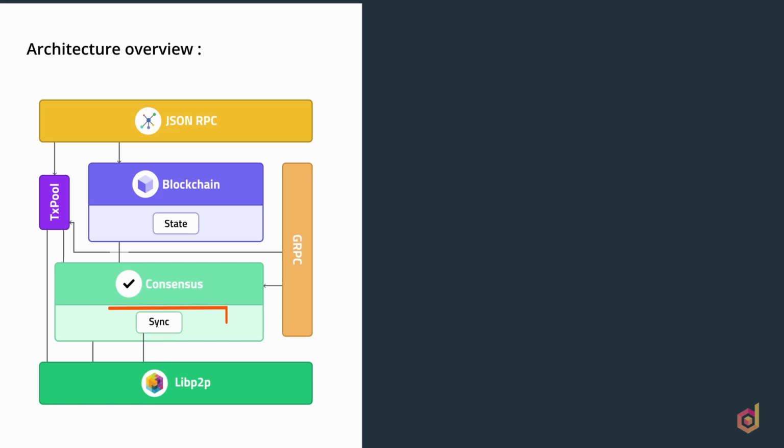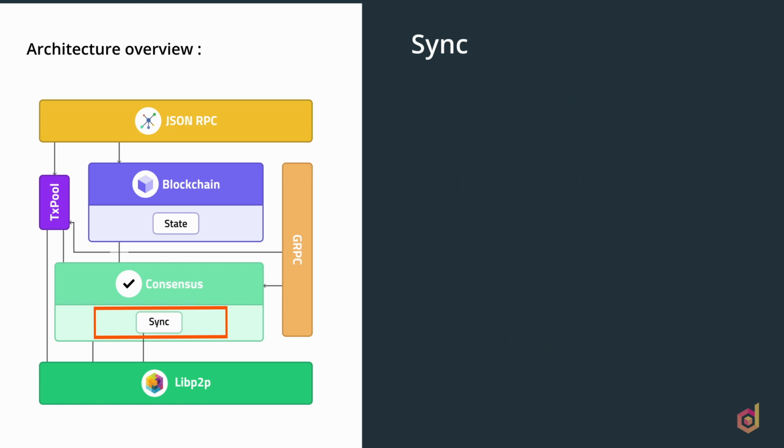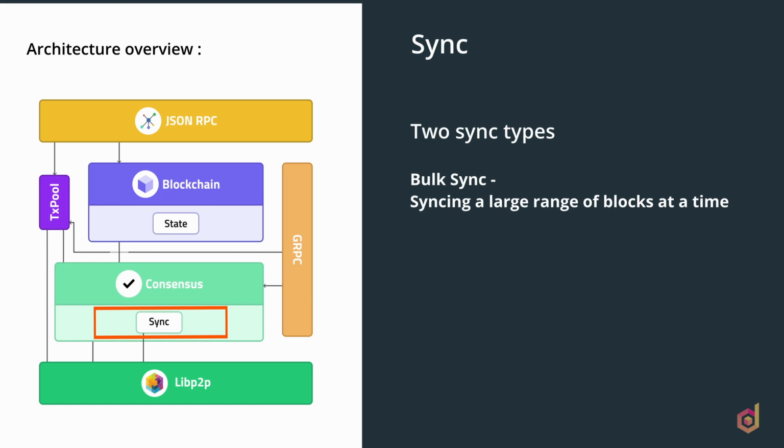Now the next module is the sync module. This module contains the logic for the synchronization protocol. It is used for syncing a new node with the running network, or validating and inserting new blocks for the nodes which do not participate in the consensus. We have already discussed that Polygon Edge uses libp2p as the networking layer, and on top of that it runs gRPC. So there are two sync types in Polygon Edge. The first one is bulk sync, which is basically syncing a large range of blocks at a time. Whereas the second one is watch sync, which syncs on a per block basis.